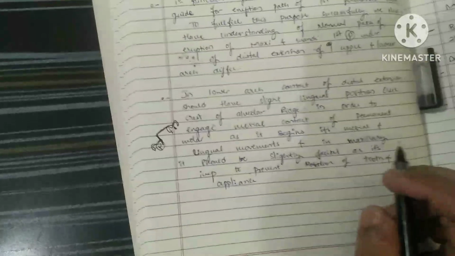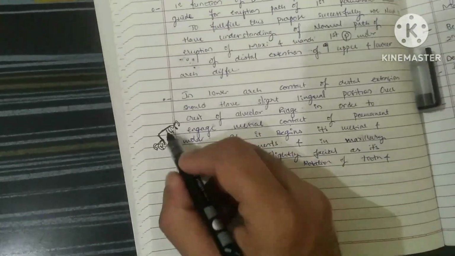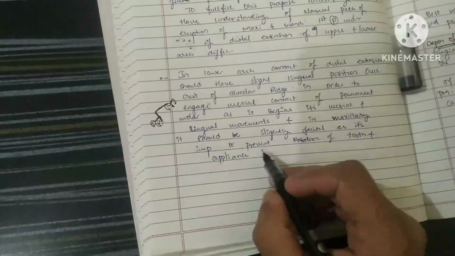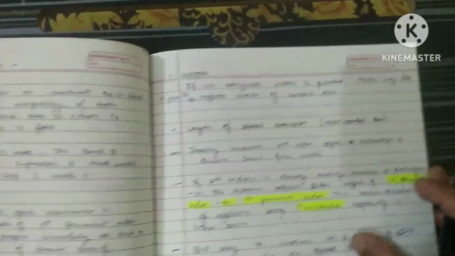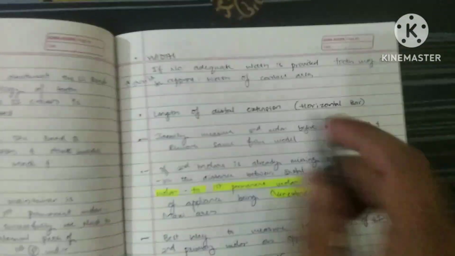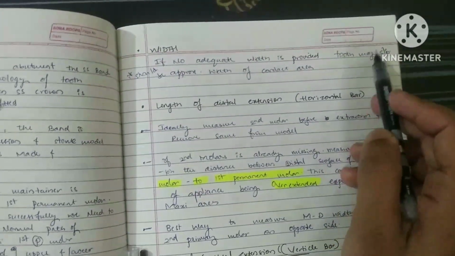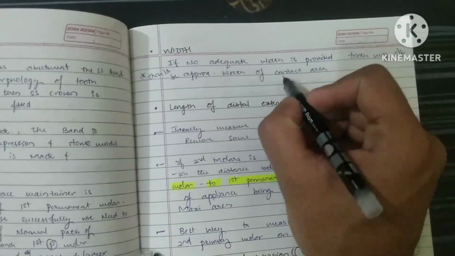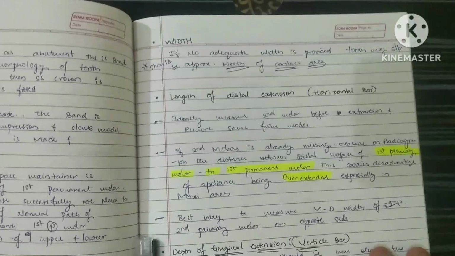Okay, and this is in case of mandible. But in case of maxilla, the distal extension should be faced facially, as it is important to prevent rotation of the tooth and appliance. So this is about the construction. Now what should be the width? If adequate width is not provided, then the tooth is going to slip, and it should be approximately the width of that contact area. So this would be the width.